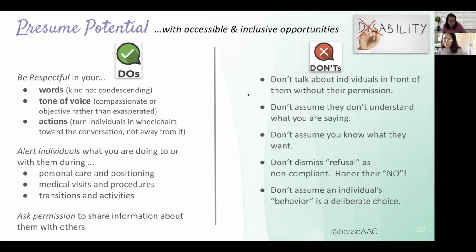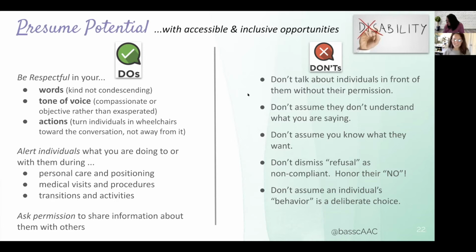Don't assume that they don't understand what you're saying. Just because we might not be able to understand the ways that they're showing that they're understanding doesn't mean that they're not understanding. So again, that presuming potential is just having that assumption that they are understanding what we're saying.